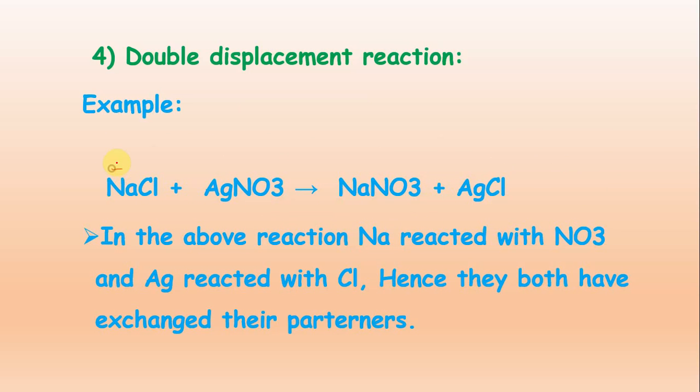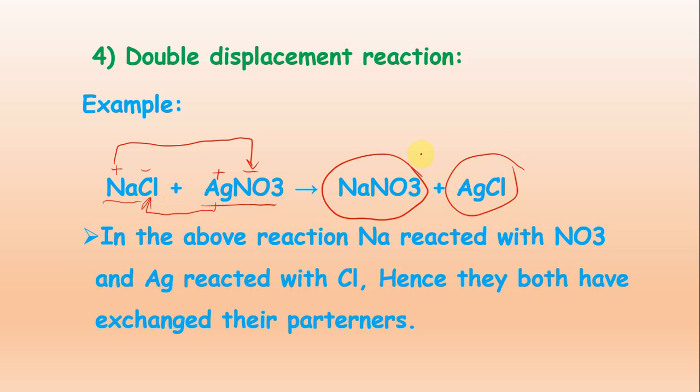This is sodium positive, chloride negative, silver positive, nitrate negative. So sodium chloride is reacting with silver nitrate. These are two different compounds. Now what will happen? They will exchange their partners. Sodium will react with nitrate, and it will produce a new compound, sodium nitrate. Now silver will react with chloride, so it will produce silver chloride. These are two different compounds when we compare them.